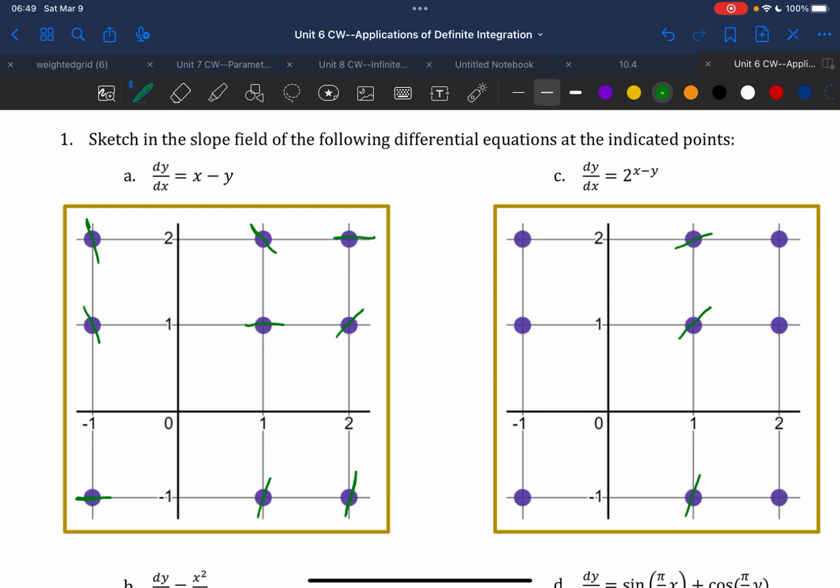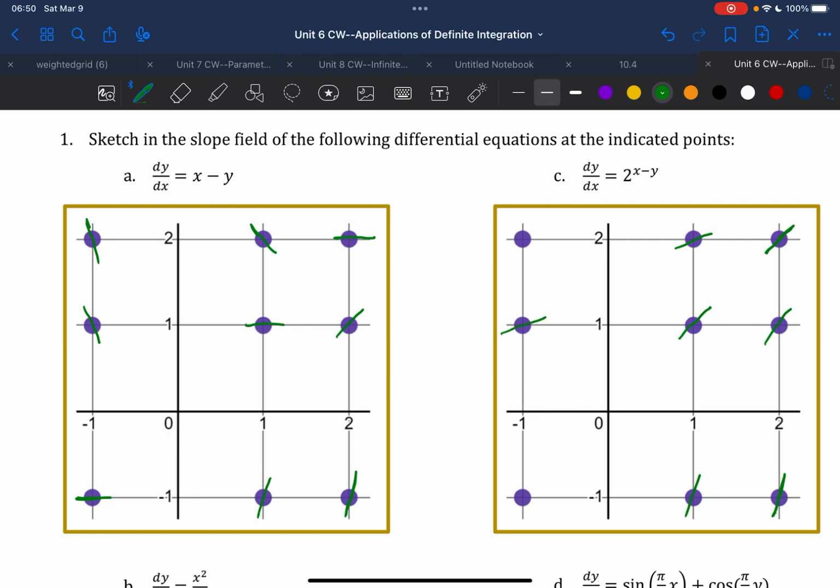If you go to 2, 1, then you get 2 to the 1, which is 2. If you go to 2, 2, you get 2 to the 0, which is 1. And 1's pretty easy, it's just a 45-degree slope of 1. 2, negative 1, you get 2 to the 3rd, which is 8, very hard to show, but something like that. Very steep, 8. So if you go to negative 1, 1, you get 2 to the negative 2, which is 1/4. And that's quite flat.